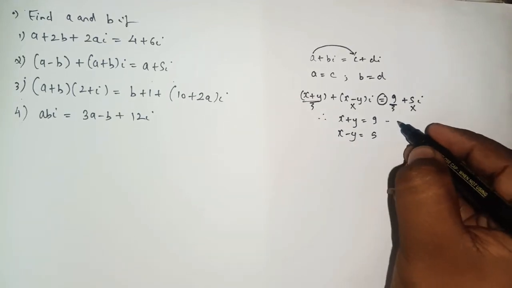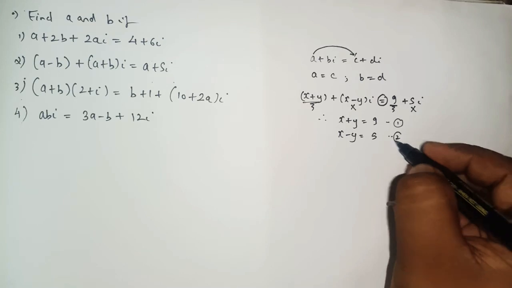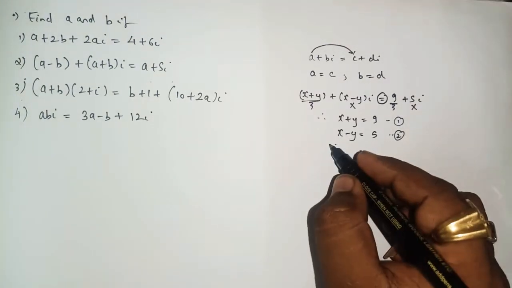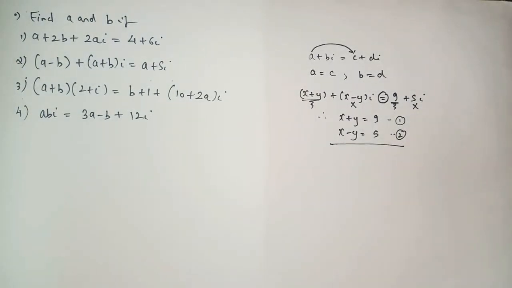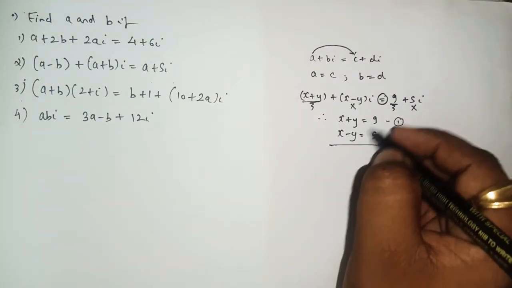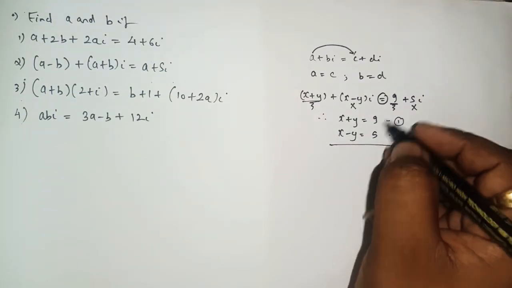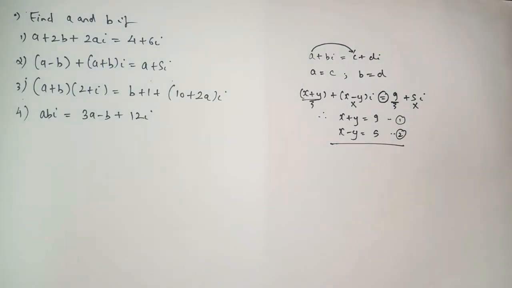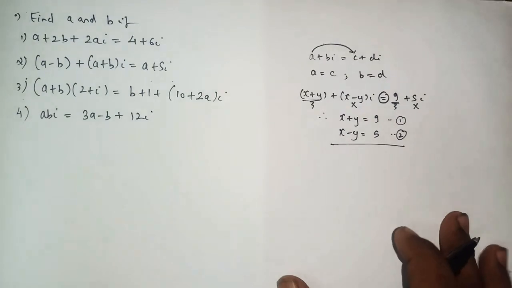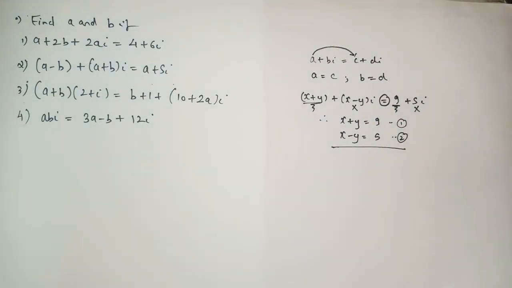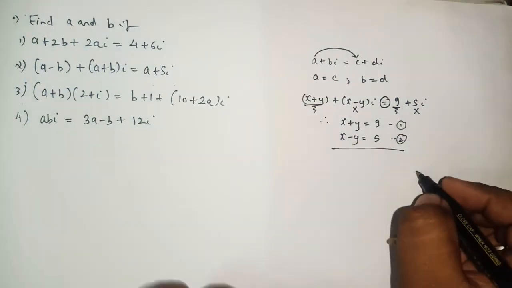So we'll give this equation number 1 and equation number 2, and we know how to solve two equations to get the answer of x and y. Just simply solve these two equations simultaneously by adding or subtracting, and you will get the answer of x and y. So using this basic concept you have to find the value of a and b here. The concept is very simple.